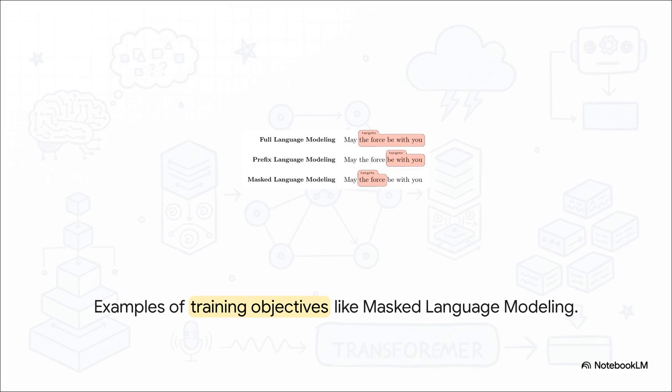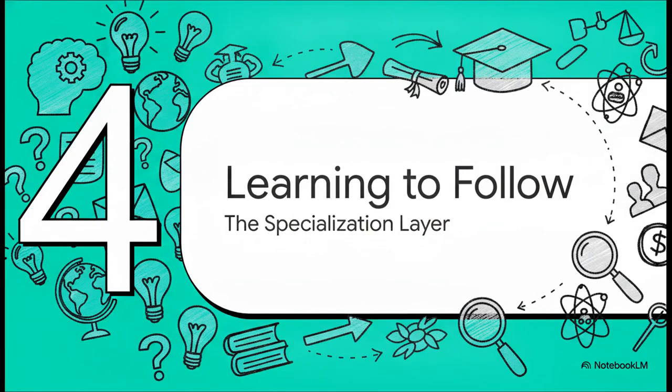We give it fill-in-the-blank exercises with masked language modeling or finish the sentence tasks with full language modeling. By forcing the AI to predict missing or future tokens billions of times, it slowly builds this shockingly accurate statistical map of human knowledge. All right, Section 4, Fine-tuning.